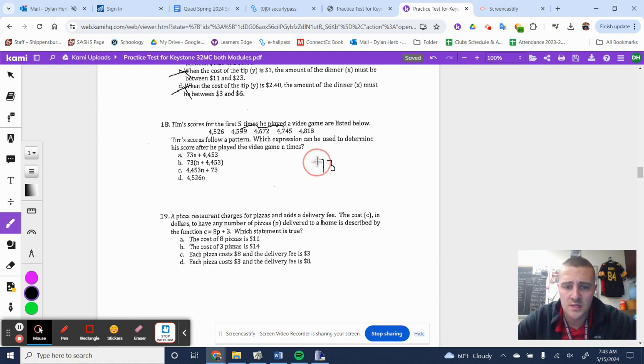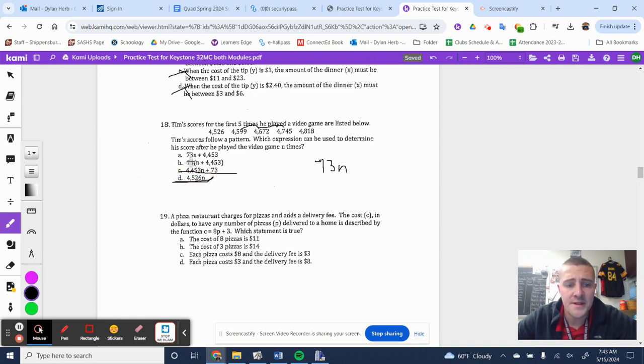So when you see the number 73 in here, you should be looking for it to be multiplied by n because it's your slope. So this one has it multiplied by the 4,000 number, and same thing with this one. So neither of these are right.